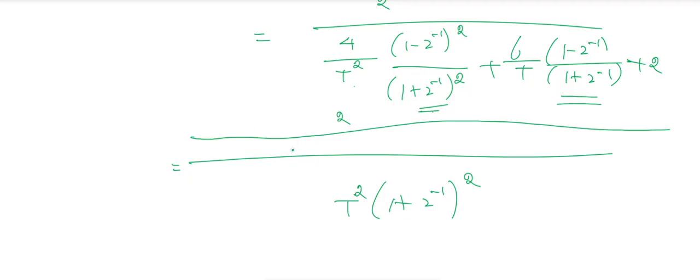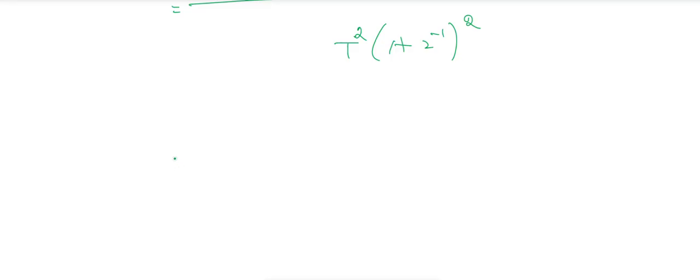So here this term will be 4 into 1 minus z inverse squared, this numerator term, plus 6t, 6 into t, okay, 1 minus z inverse plus 2t squared, 1 plus z inverse squared. Simplify. So you can simplify again.